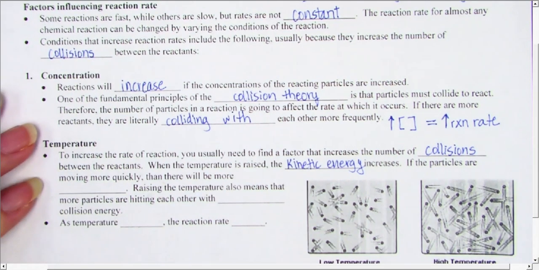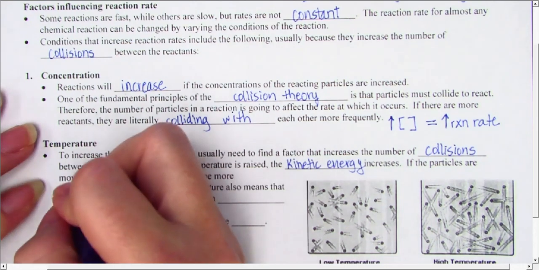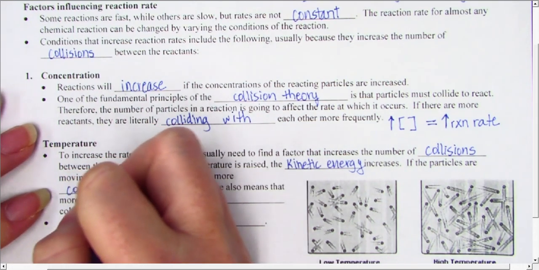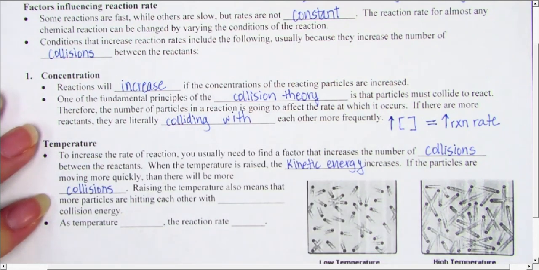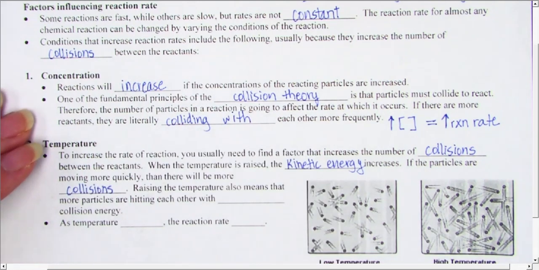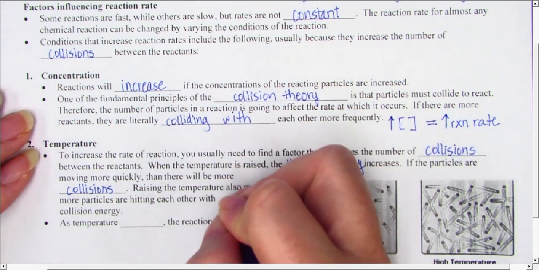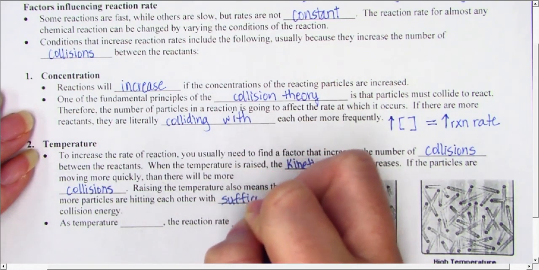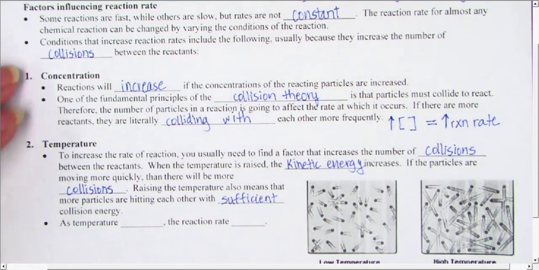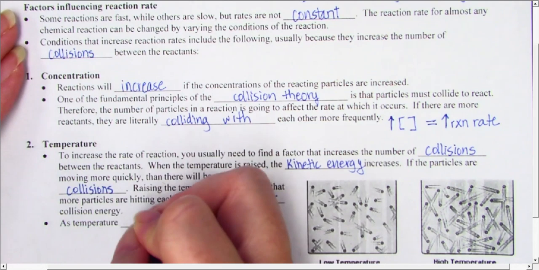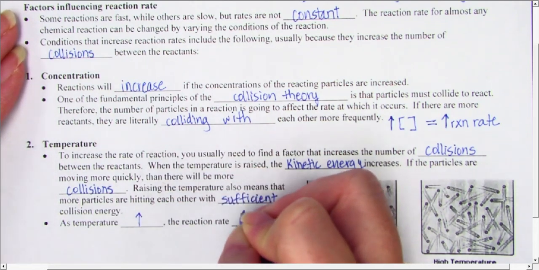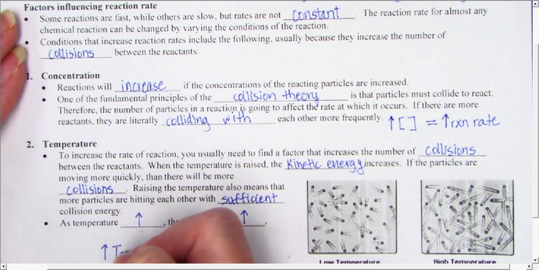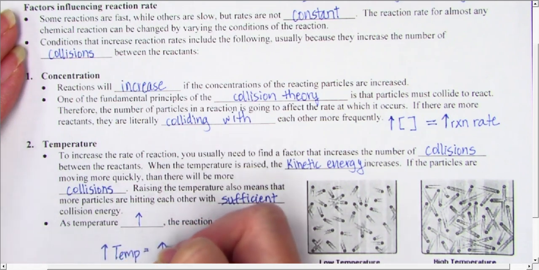If the particles are moving more quickly, then there will be more collisions. Raising the temperature also means that more particles are hitting each other with sufficient collision energy. So not only am I increasing the number of collisions, I'm increasing the energy at which they hit. And so I am actually improving 3 of those factors. They have to collide with sufficient energy and the correct orientation, so I'm doing both of those. Again, as the temperature increases, the reaction rate will increase. So an increase in temperature means an increase in reaction rate.